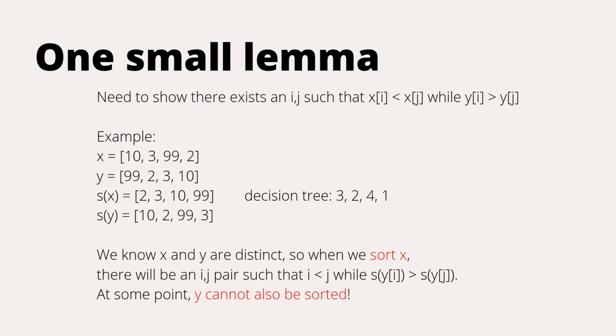So when we sort x, there will be an i-j pair such that when i is smaller than j, s(y)i is greater than s(y)j. In other words, at some point, y cannot also be sorted. When we sort x, and then we apply that permutation to y, it cannot also be sorted, which means there is some pair, like yi, yj, that is not in increasing order. So we've shown that lemma.